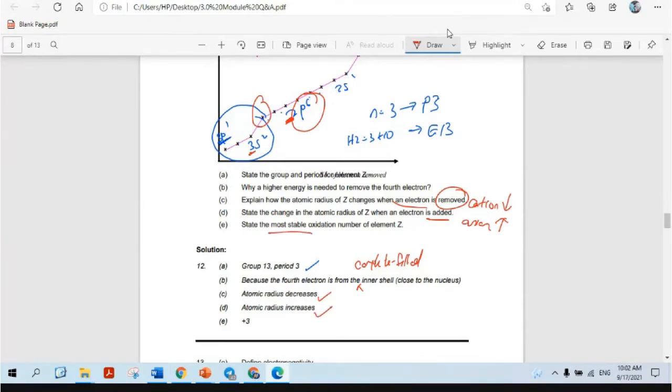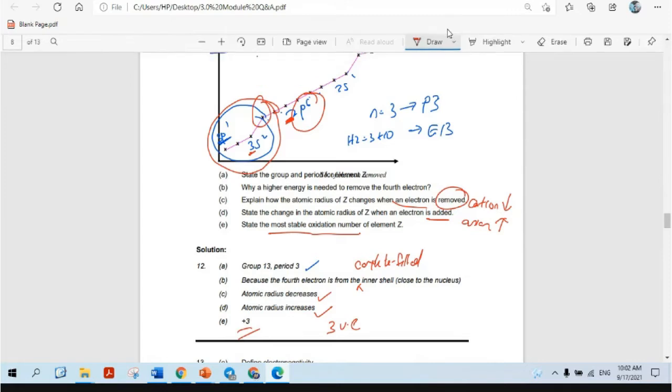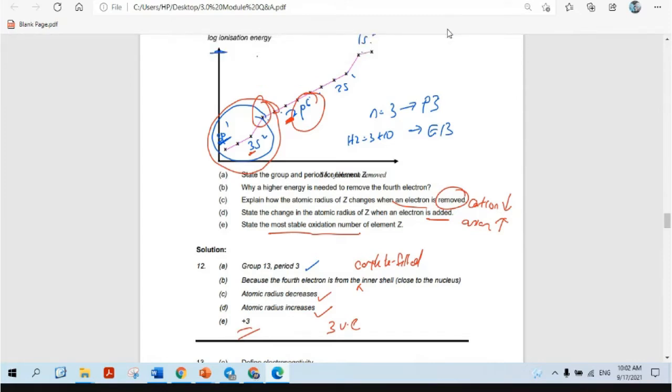Okay, most stable oxidation number means I will remove the n equal to 3. So I will remove 3 valence electrons. So that's why it's positive 3. Okay, clear? This is about how to deduce the position of an atom based on graph.